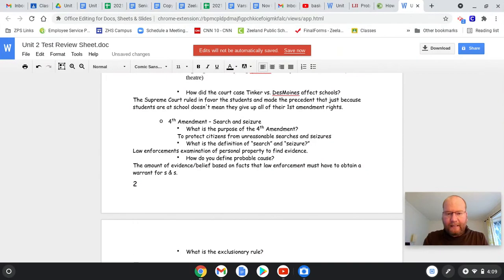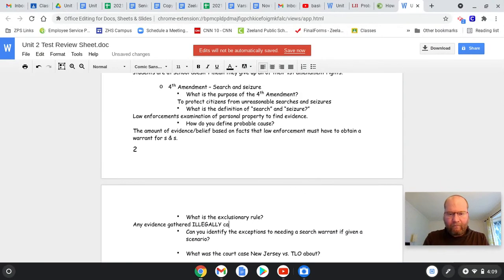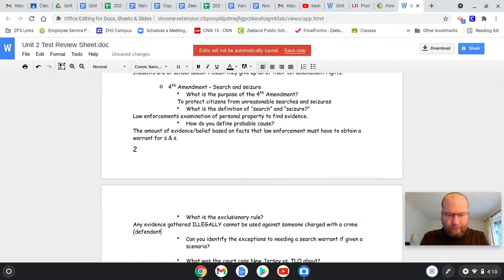The Exclusionary Rule states that any evidence gathered illegally cannot be used against someone charged with a crime, and that's the person we call the defendant. And I'll put the court case on there. That was Mapp versus Ohio, where the lady was supposed to have that bomb making stuff and some of the illegal gambling stuff in her house. Police barge in without a legal warrant. They have an illegal warrant.